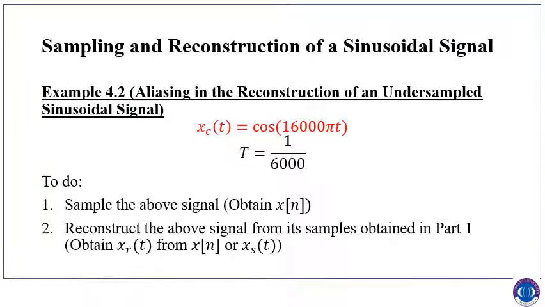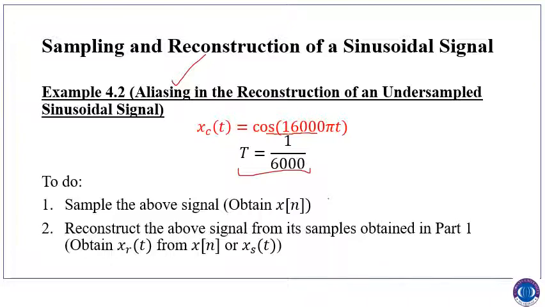Okay, so in this slide we will repeat the whole process. The only difference here is that we have changed the frequency of the signal. Previously it was 4000 pi, now we have changed it to 16,000 pi. So we will see that the effect of aliasing will appear in the reconstruction of the undersampled sinusoidal. This is undersampled because we are sampling it with sampling time of 1 by 6000. So we have to sample the above signal and reconstruct the continuous time signal from the sampled signal.